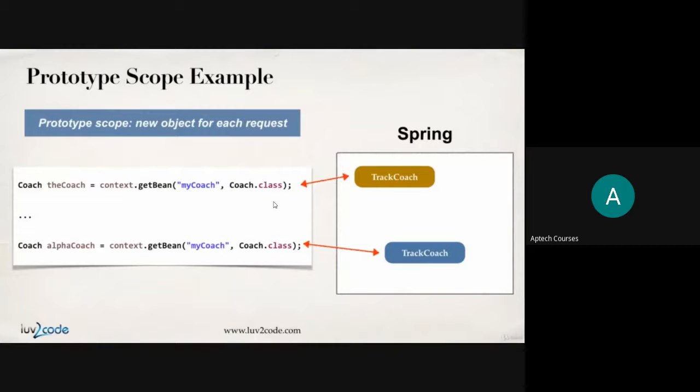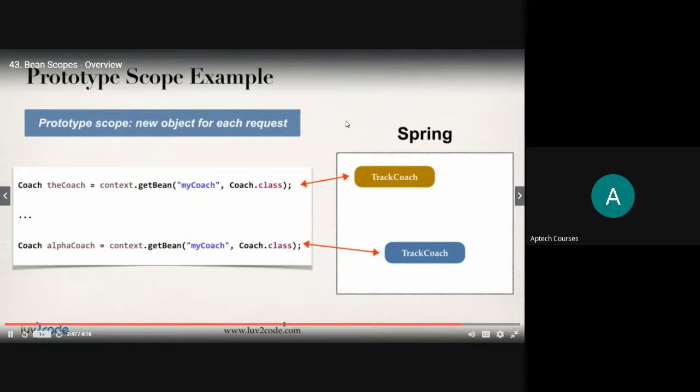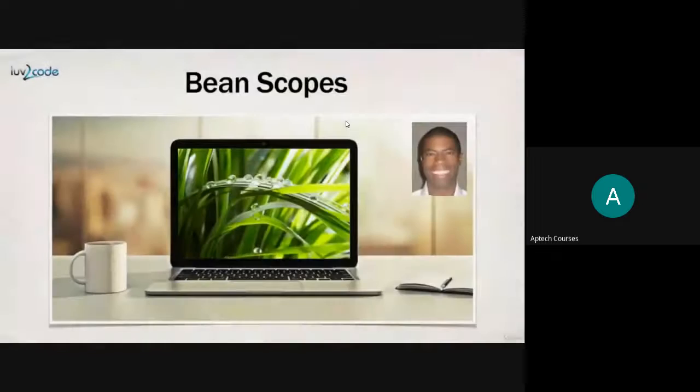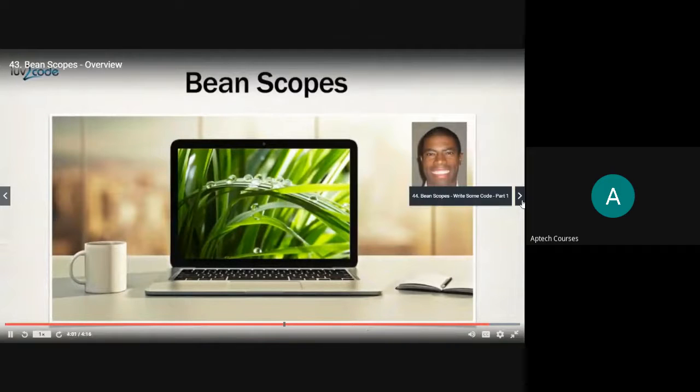So here's a nice little diagram. The line of code at the top, coach equals context.getBean("myCoach"), will create a new instance of that bean, and I get a reference to it. Then a similar thing here, when I say alphaCoach equals context.getBean("myCoach"), it'll create a new object for you, and you'll have your own reference. So the prototype scope is good for keeping track of stateful data. Whenever you see prototype, just think of the new keyword. It's going to create a new bean for each request for that component or object. All right, so this is some really good stuff. Let's go ahead and move forward to the next.